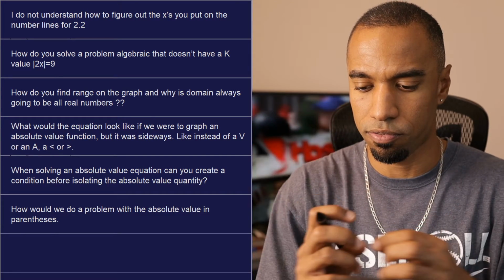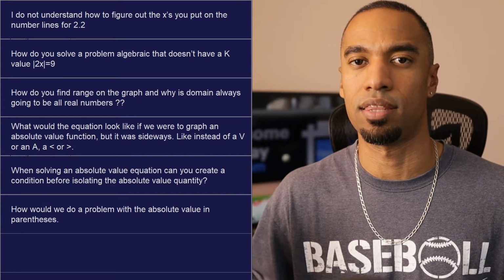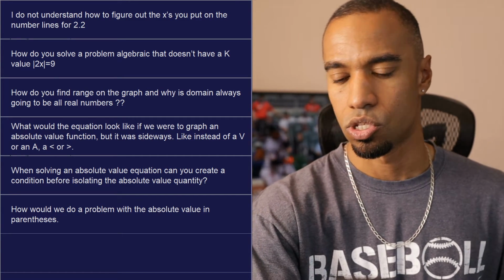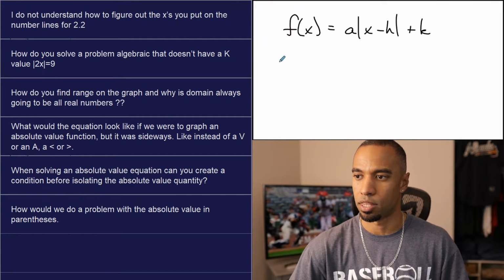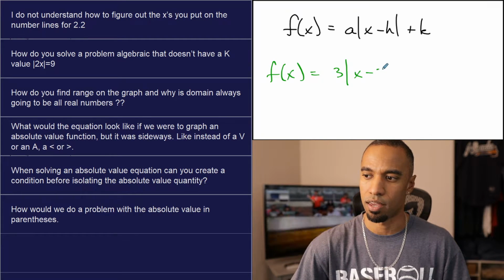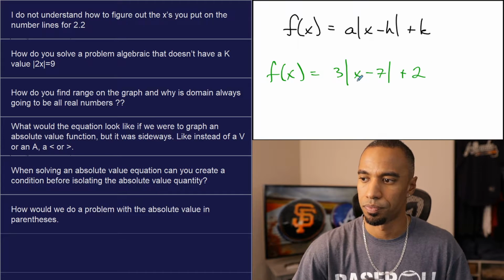No matter what I substitute for x, I'm going to get a value out for y, and that's another point on my graph. That's why our absolute value functions have all real number domains. So let's do the one that I just did from the previous example. I said 3 times the absolute value of x minus 7 plus 2.